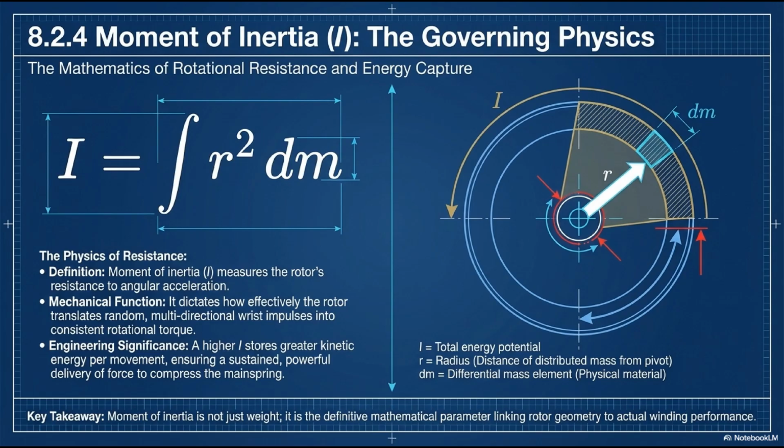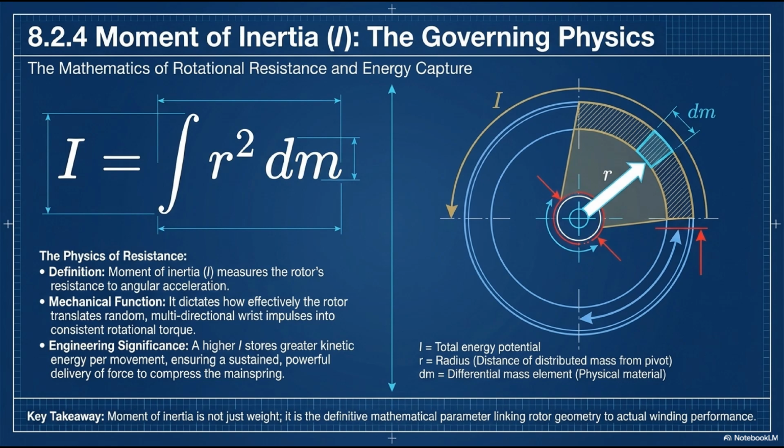This isn't just theoretical math. This formula dictates the life or death of an automatic watch. By definition, the moment of inertia I measures the rotor's resistance to angular acceleration. Why do we want resistance? Because mechanical function depends on it. A higher moment of inertia means the rotor requires more force to start spinning, but crucially, it means it stores vastly more kinetic energy once it is moving. It acts as a heavy flywheel, plowing through resistance to deliver a sustained, powerful force to compress the mainspring.